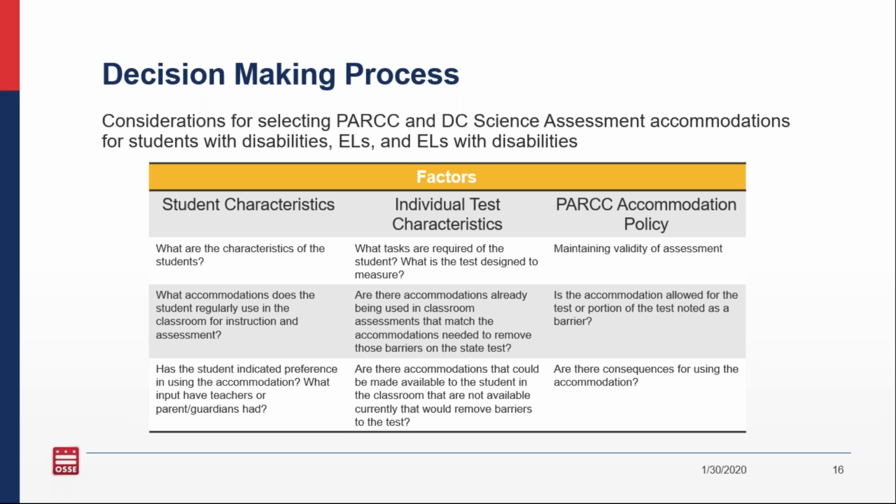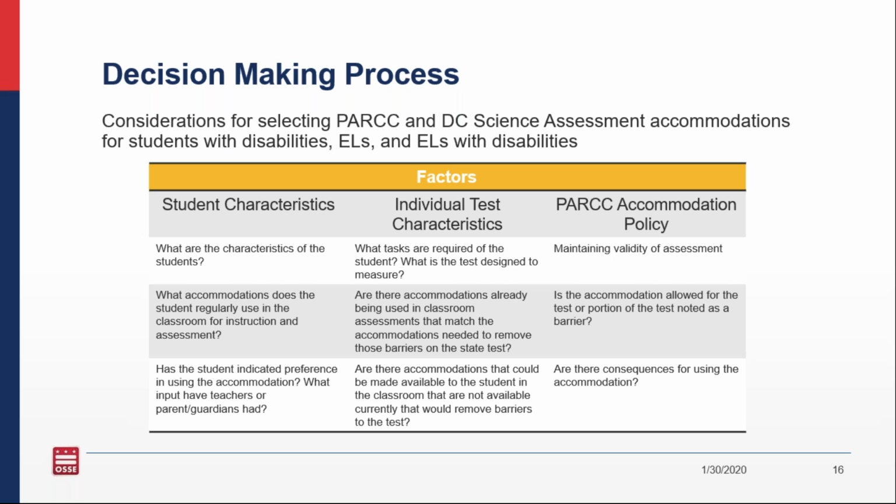Next, you have to identify if the accommodations that are needed to remove barriers on the statewide assessment are already being used in the classroom assessments. That would fall into utilizing the crosswalk to see what accommodations are identified on a student's IEP and what are available on the DC Science or PARCC assessment, aligning those accommodations and making sure that the student is using them and knows how to use them.